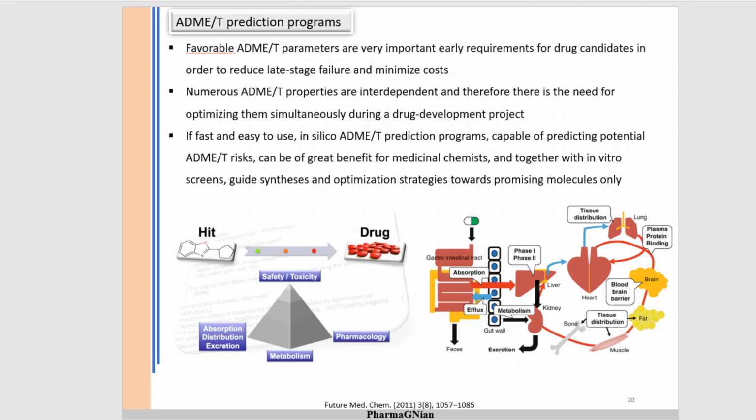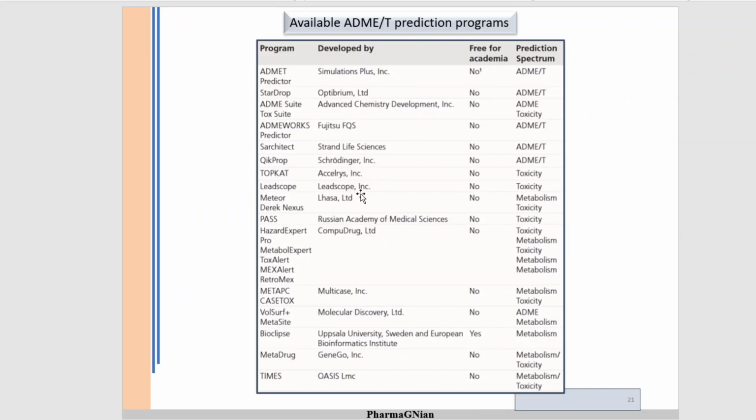These are the softwares used in drug ADMET prediction programs. The first is ADMET Predictor, I think TOPKAT is there, and QuickProp. So many softwares exist for ADMET because of late stage discovery failures, and I think TOPKAT is the mostly used software.